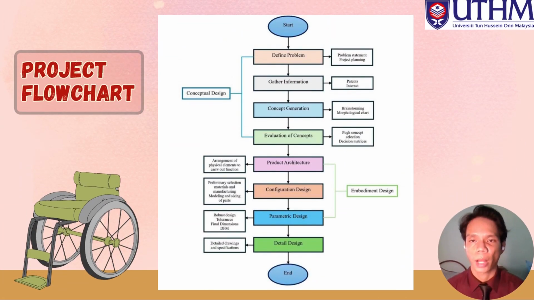So this is my project for chart. For my PSM 1, I only start with conceptual design, which the process is define problem, get information, concept generation, and lastly the evaluation of concept. And then next semester for my PSM 2, I'm going more to do the embodiment design, which is the product architecture, configuration design, parametric design, and lastly the detail design.